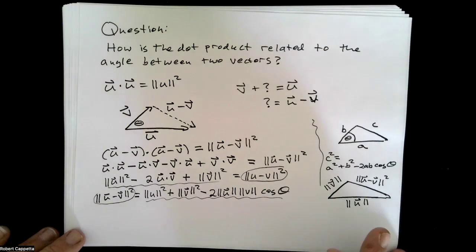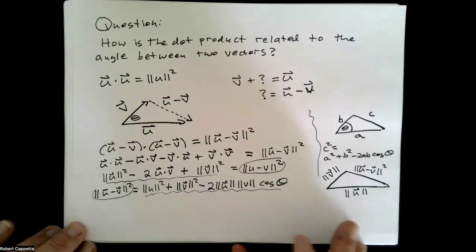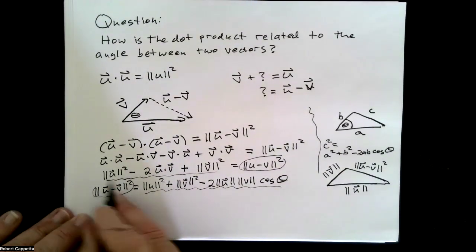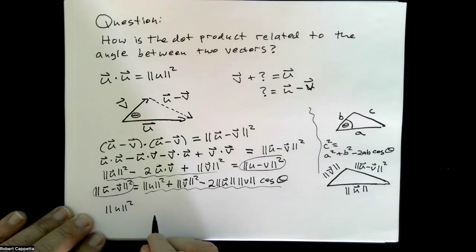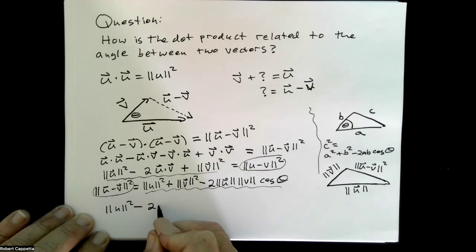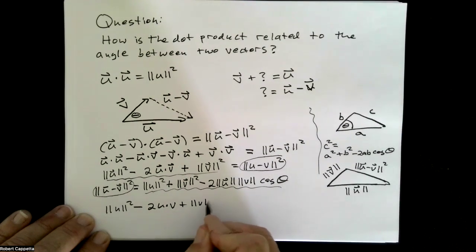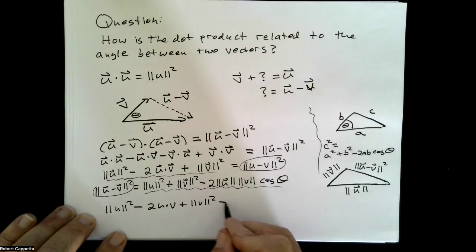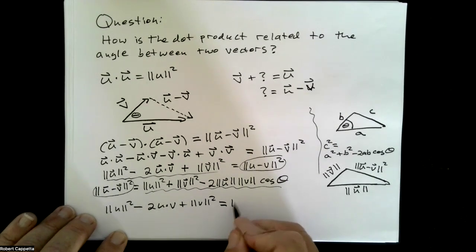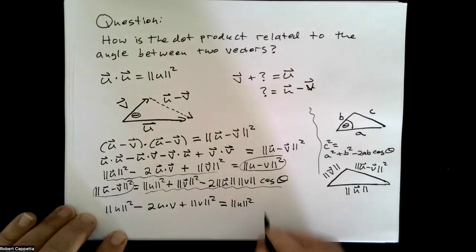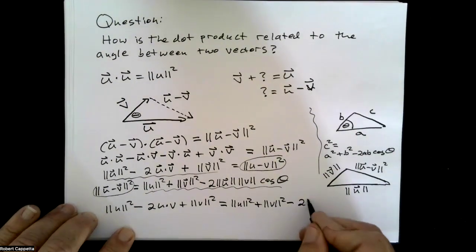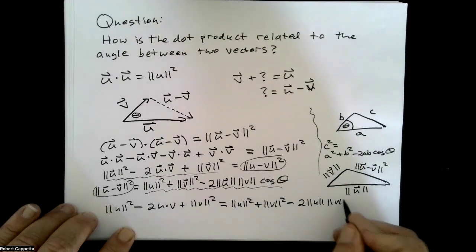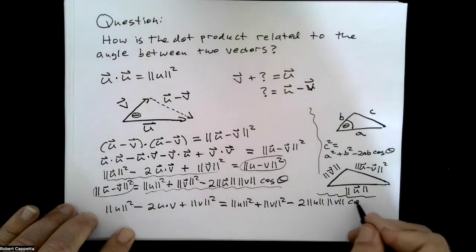So as we write that down, what does that give me? Where does that put me? Then I am at this left-hand side equals this right-hand side. Length of U squared minus 2 U dot V plus length of V squared equals length of U squared plus length of V squared minus 2 length of U, length of V, cosine theta.